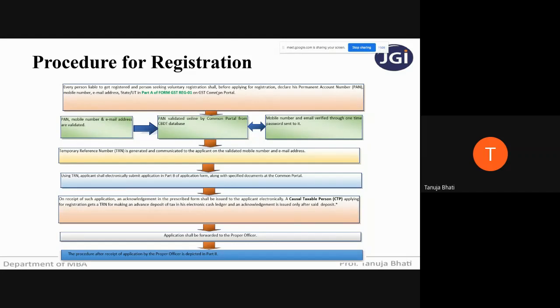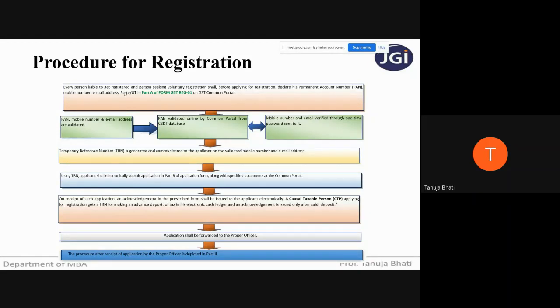I'm not mandatorily required. I'm not falling under the compulsory category, but voluntary, my own wish. I want to register under GST. So students, suppose a person is liable to get registered, suppose my turnover crosses 20 lakhs, then I'm liable for registration. And suppose I want voluntary registration. So what is the first step that I need to do?